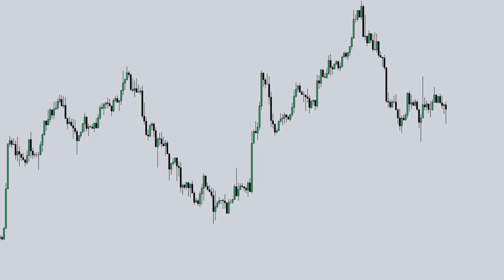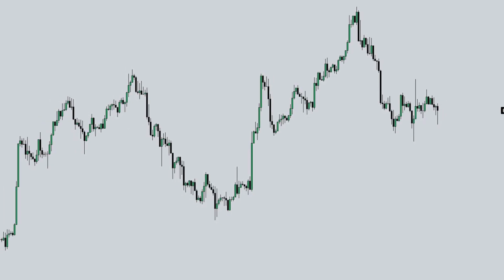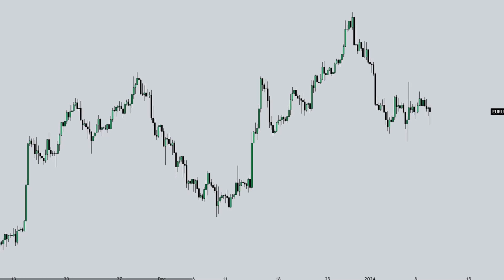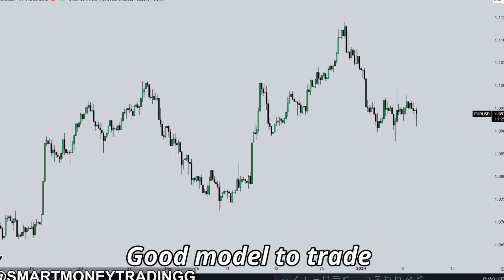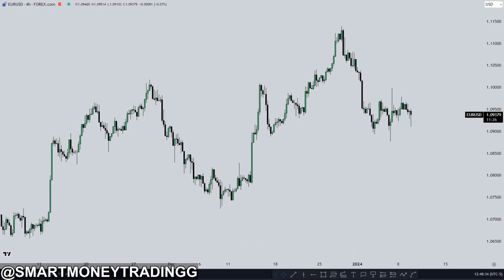While using the inversion fair value gap model, you can trade the market with the most confirmation, having the order flow on your side. And in today's video, we'll dive deep into the model and how you can use it to win your next couple of trades. So that's what we're going to be doing today, talking about the inversion fair value gap model.